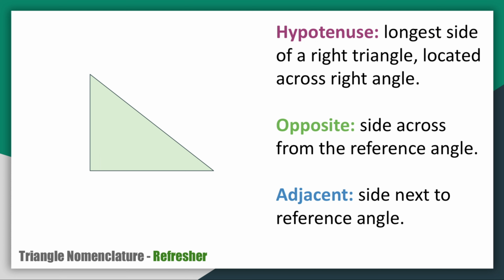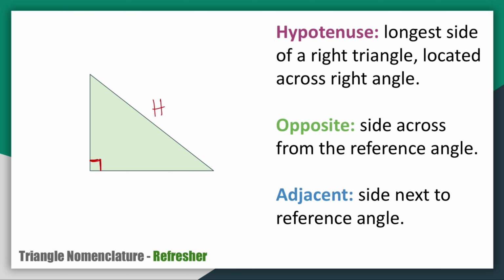There are three sides to a triangle, and each one has a name when we're using trig functions. So we have the hypotenuse, the opposite, and the adjacent. The hypotenuse is always opposite of the right angle. So here is your hypotenuse. That one doesn't move. The thing about the opposite and the adjacent, which are the side across from the reference angle and the side next to the reference angle, is that it changes based off which angle you're referencing.